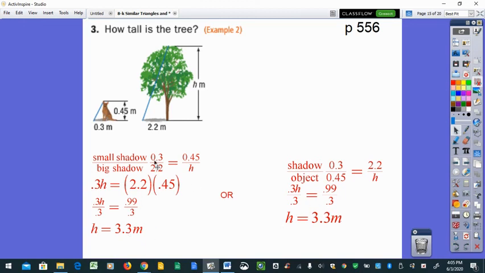Now over here, I took the dog's shadow on top of the actual dog and the tree's shadow on top of the actual tree, cross multiplied, and got the same answer. So there were 4 good ways to do it, and this is just 2 of them. You obviously only have to do it one way.